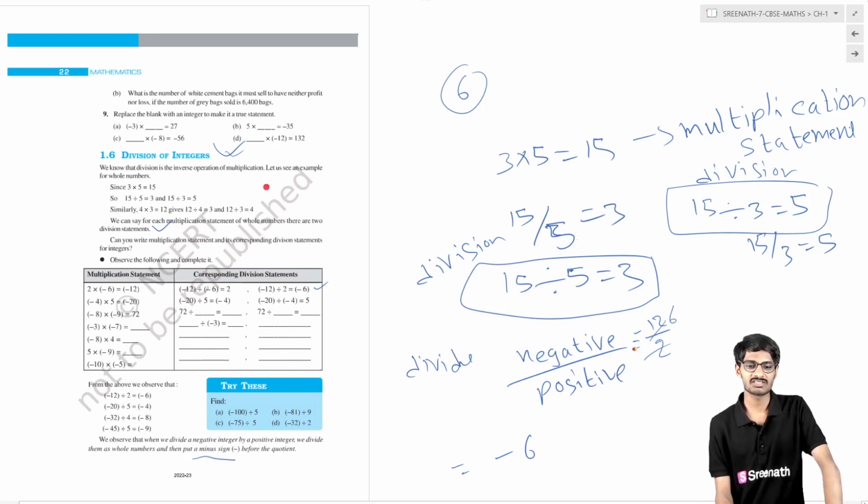Next, the sixth topic is division of integers. How will we divide integers? For every multiplication statement, we get two division statements. 3 × 5 = 15 is a multiplication statement. For that, we get two division statements like this.